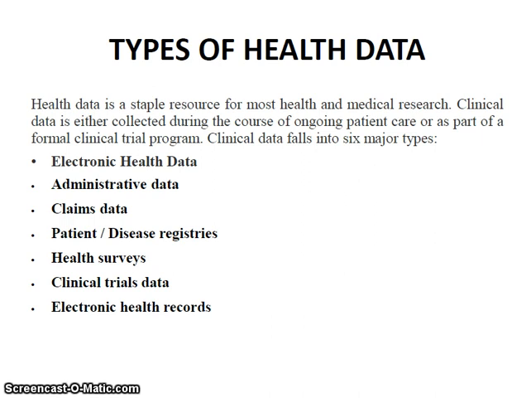Health data is obtained from various sources for various applications in order to improve the health services offered to individuals, the public, and also for health and medical research. The major types of health data are electronic health data, administrative data, claims data, patient or disease registries, health survey data, clinical trials data, electronic health records.